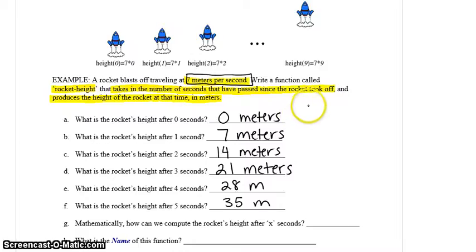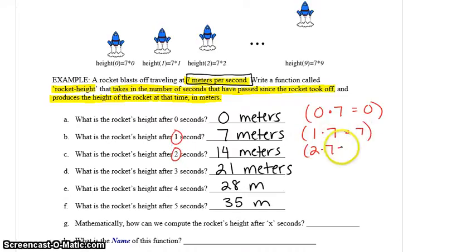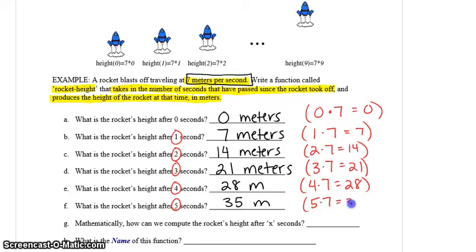The pattern is that we take the number of seconds, which in this case is 0, and multiply it times 7. 0 times 7 is 0. Here, the number in letter B, the number of seconds is 1. 1 times 7 is where we get our 7 from. 2 seconds. Well, 2 times 7 is 14. That's where we get our height from. 3 seconds times 7 meters per second is 21 meters high. And the pattern continues. 4 times 7 is where we got our 28. And of course, 5 times 7 is where we got our 35.